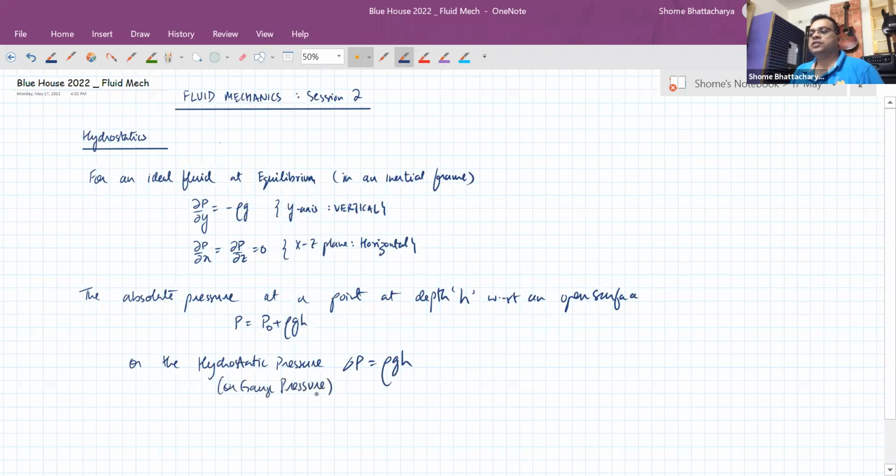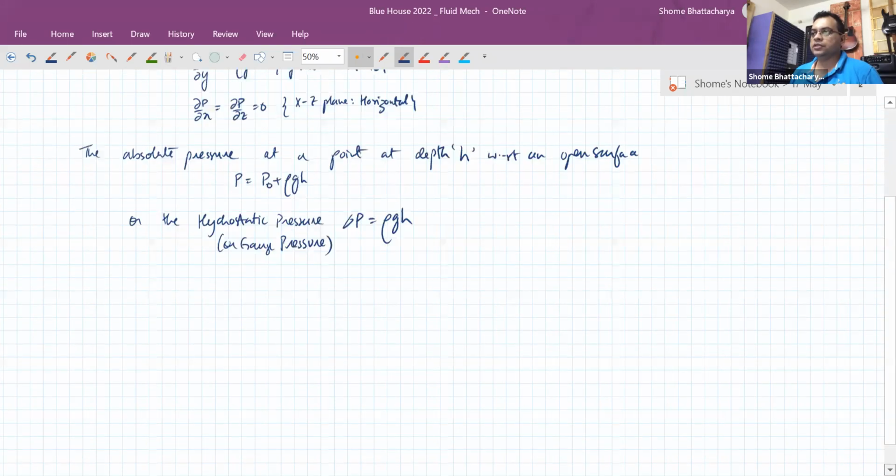Based on this, we had done a couple of examples of calculation of force on a surface because of hydrostatic pressure. Then we also saw Pascal's law, that any change in pressure is uniformly transmitted to all other points inside a fluid. So let's start with a couple of examples based on this.